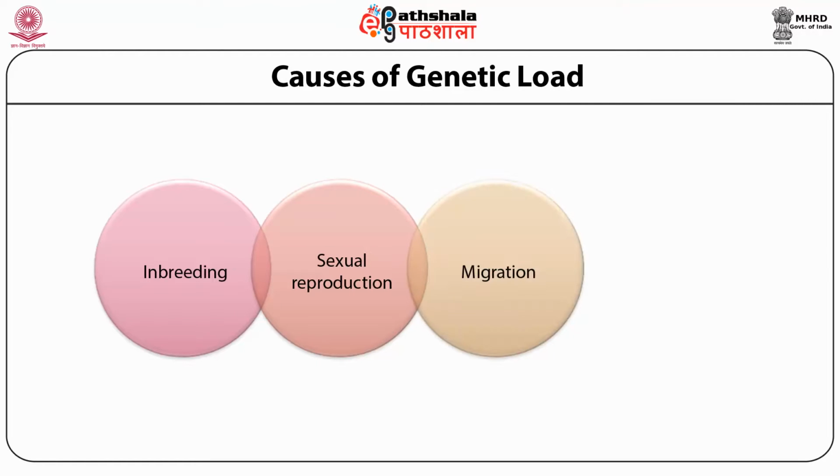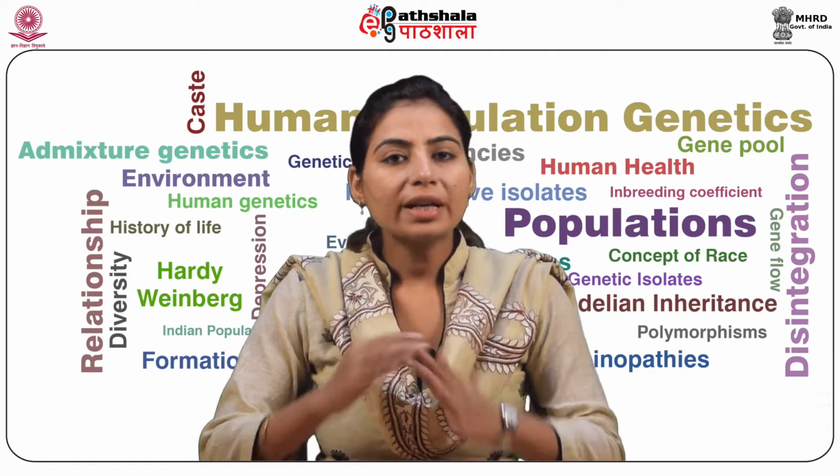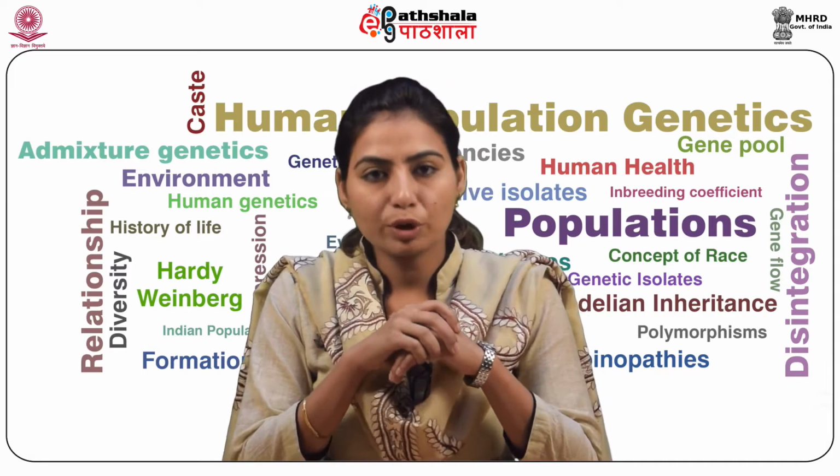Migration. Migration load results when an organism non-adaptive to a particular environment comes in contact with an individual adapted to that particular environment. The offspring produced as a result of such mating are not as fit as they would have been if both parents were adapted to the same environment. The offspring will have a lower variability rate as well as a lower overall fitness, and higher will be the genetic load. So let's summarize what we have covered in this module.